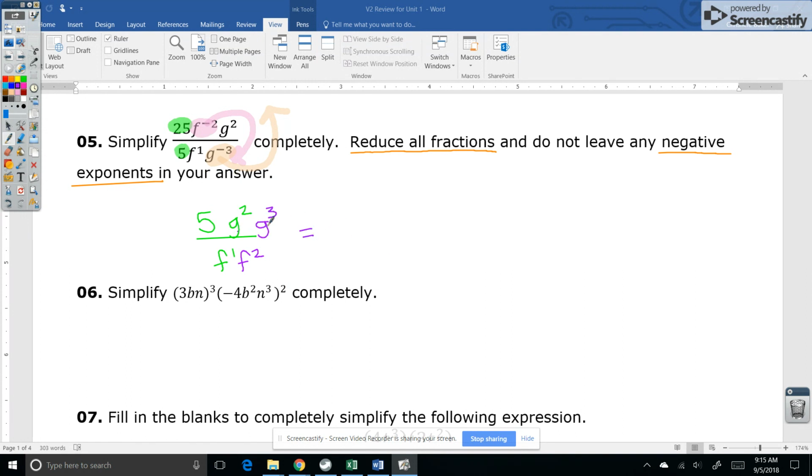So g squared times g to the third becomes g to the fifth. Remember, g squared means g times g, and g to the third means g times g times g, 5 of them. Combining my f's in the denominator, I have 1 f, and then I have f squared, which is 2 f's. That's going to be f to the third. I've followed the directions. I've reduced my fraction of 25 divided by 5, and I also did not leave any negative exponents. So I'm done. The g and the f, I can't go any further. They're different variables.